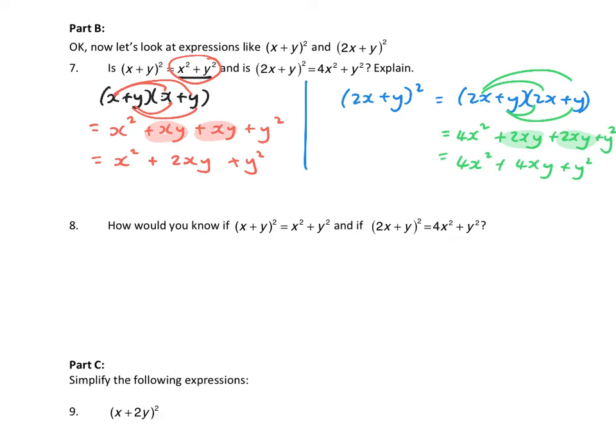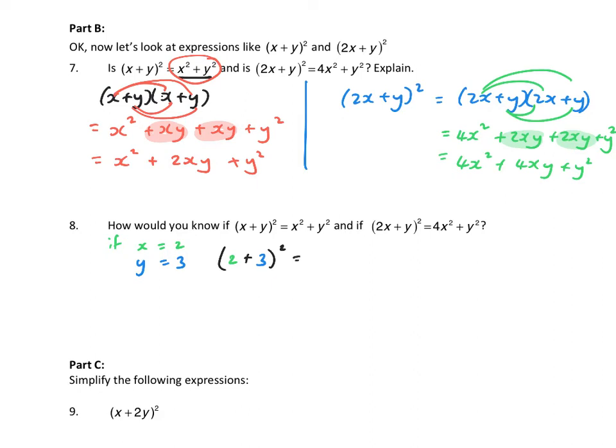So if you multiply them out, if it's equal to x squared plus y squared, well, that's the case. But it's not the case here. Another way to know is to let x be a number, for example, x is equal to 2, and y is equal to 3. Let's see what happens then. So you're going to get x plus y, right? So x is equal to 2 and y is equal to 3. Do you follow? You just substitute x into x, y into y.